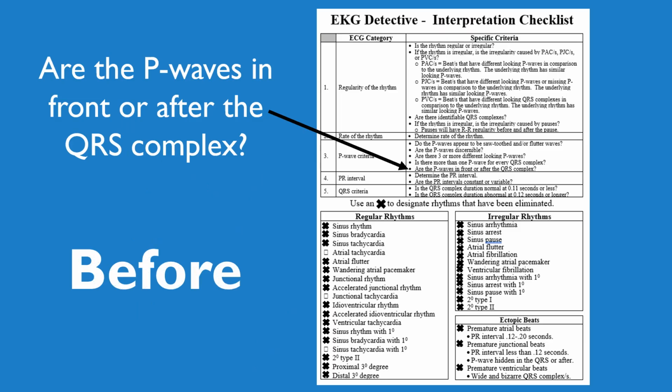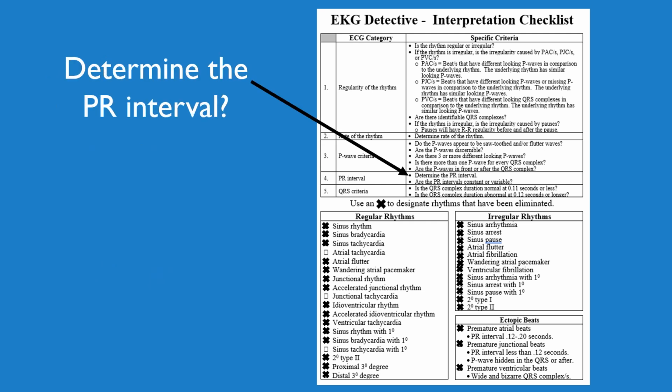With the P waves being in front of or before the QRS complexes, we are not going to be able to eliminate our 3 remaining tachycardias based off of that one criteria. What we're going to have to look at is the PR intervals. So the last criteria we are going to be looking at within the EKG Detective checklist is going to be the PR intervals.